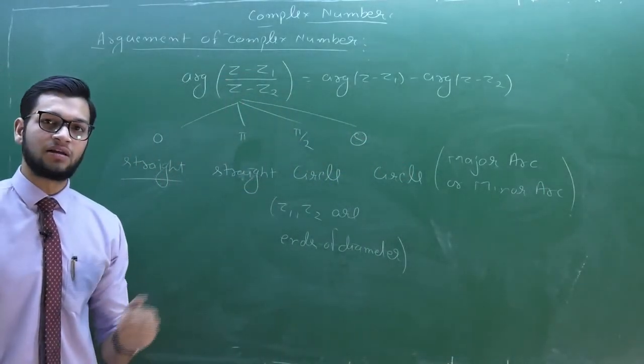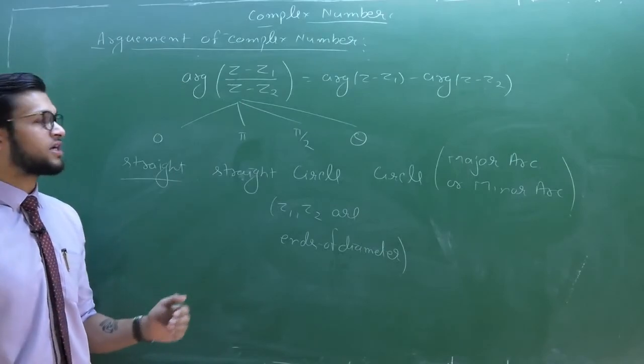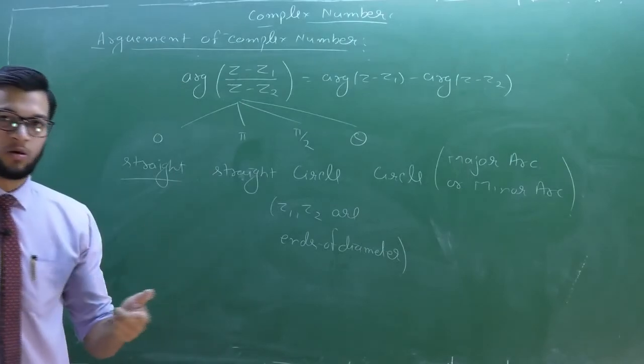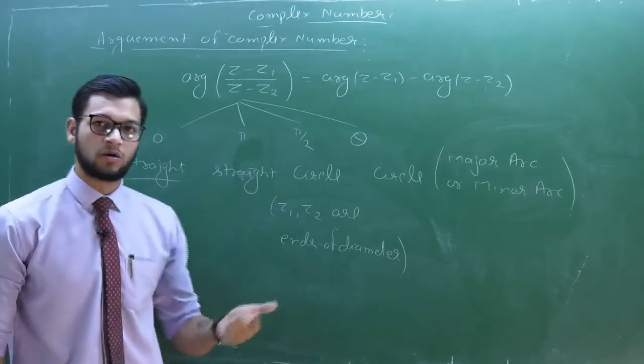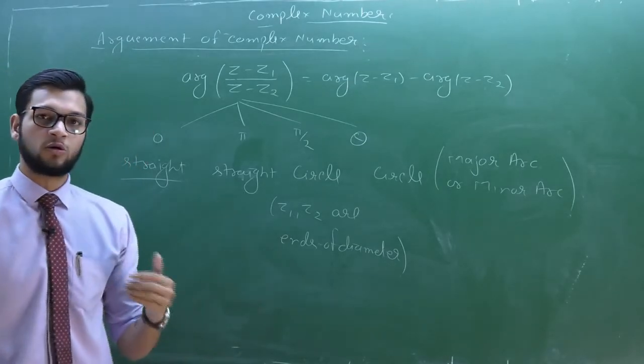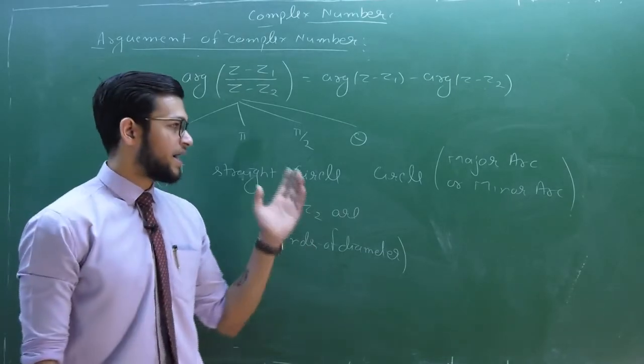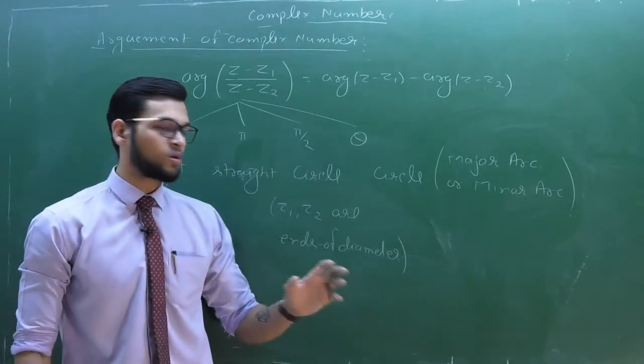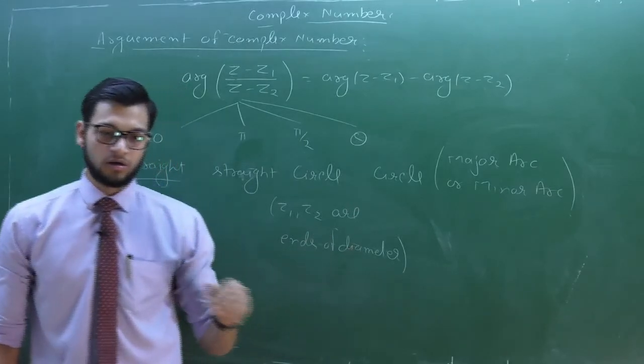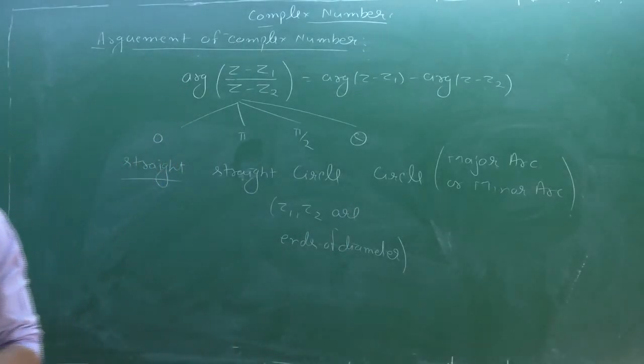So guys, if argument of (z minus z1) upon (z minus z2) is equal to 0, then the locus will be a straight line. If it is equal to pi, the locus will be a straight line. If it is equal to pi by 2, the locus will be a circle whose diametric ends are z1 and z2. And if it is equal to theta, then the locus is again a circle, or more clearly, a major arc or minor arc, not a complete circle.